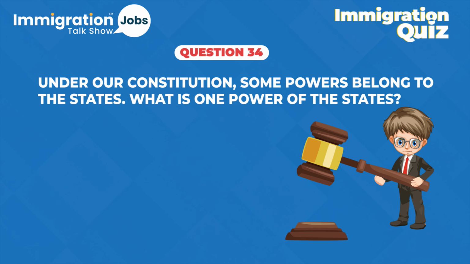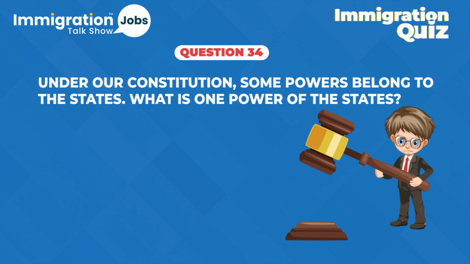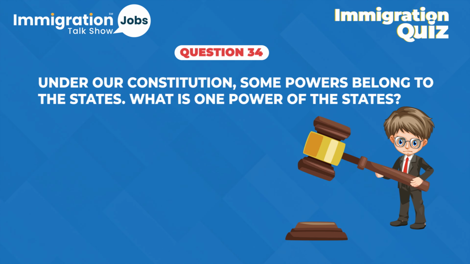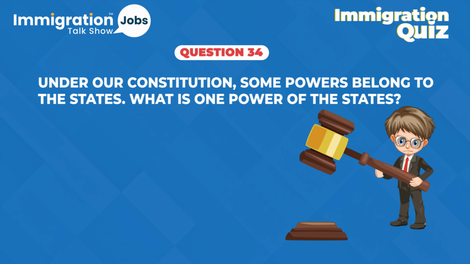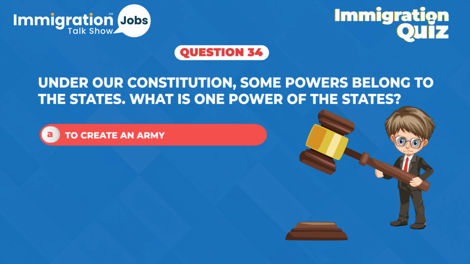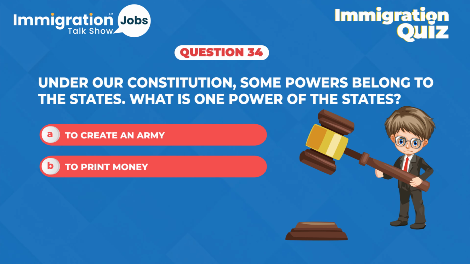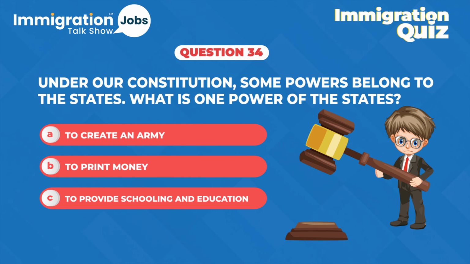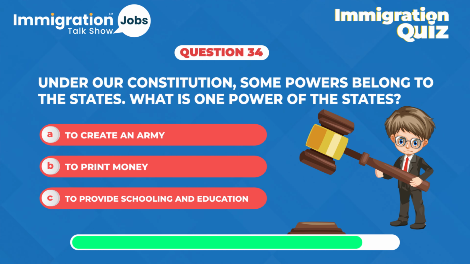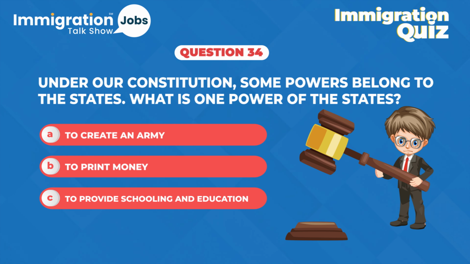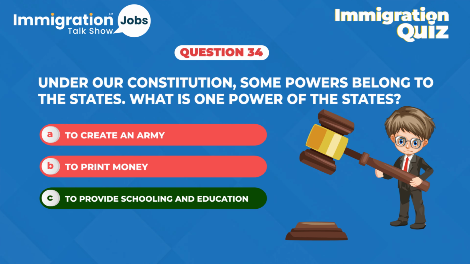Under our constitution, some powers belong to the states. What is one power of the states? Option A, to create an army. Option B, to print money. Or option C, to provide schooling and education. And the correct answer is option C, to provide schooling and education.